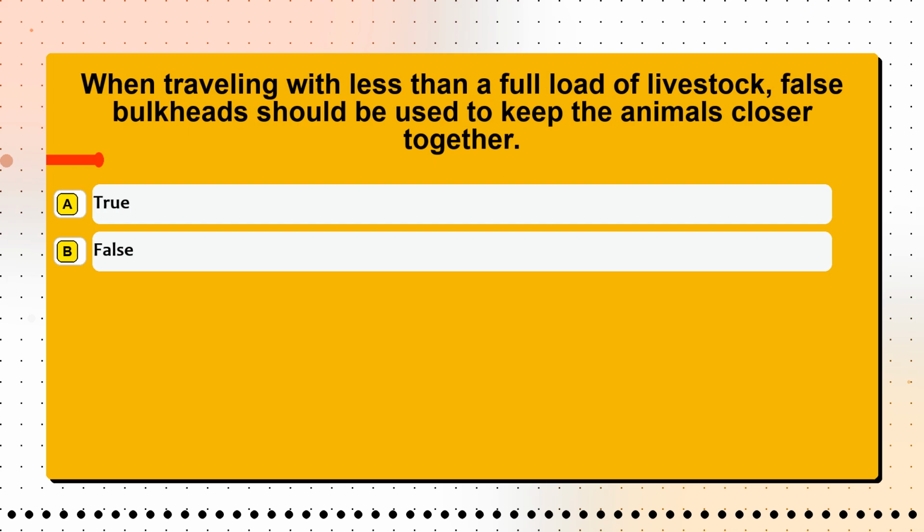Question 39. When traveling with less than a full load of livestock, false bulkheads should be used to keep the animals closer together. Here are the options. Option A. True. Option B. False.